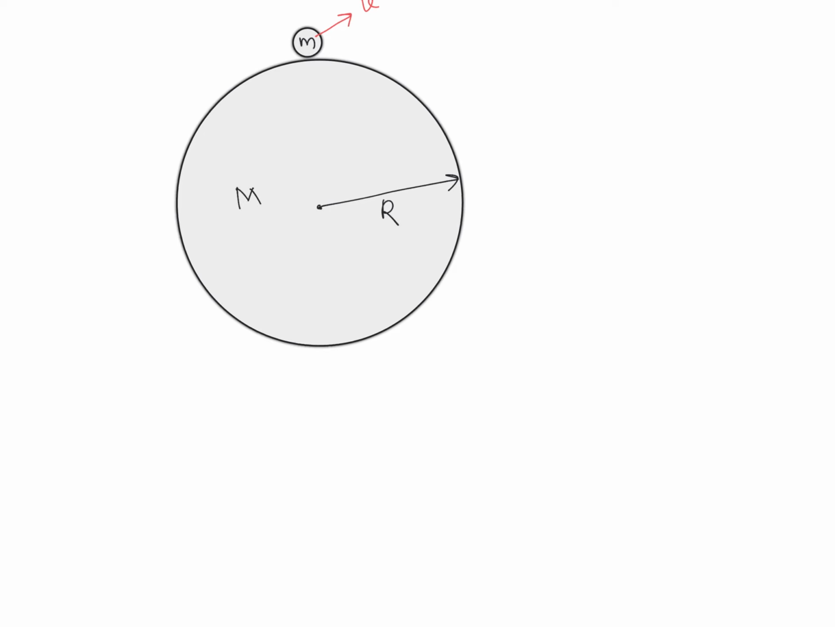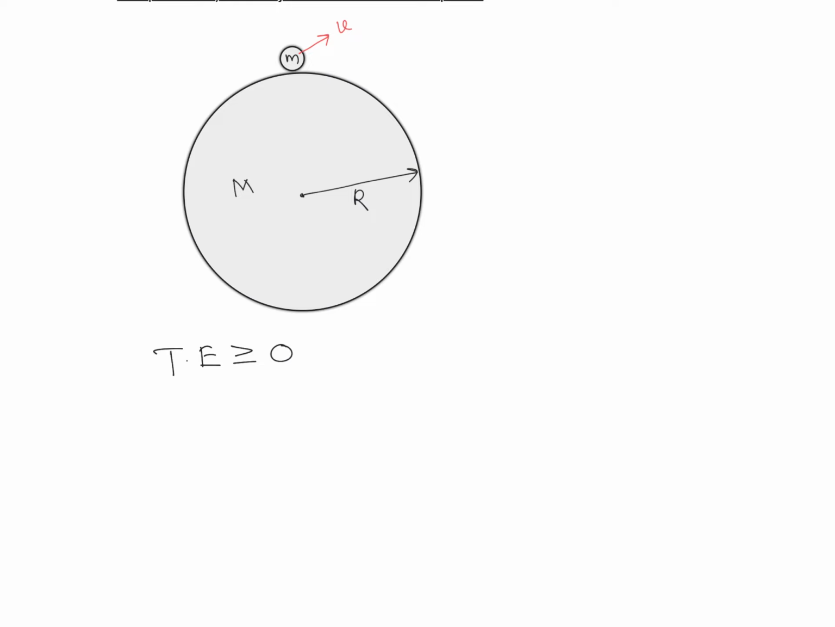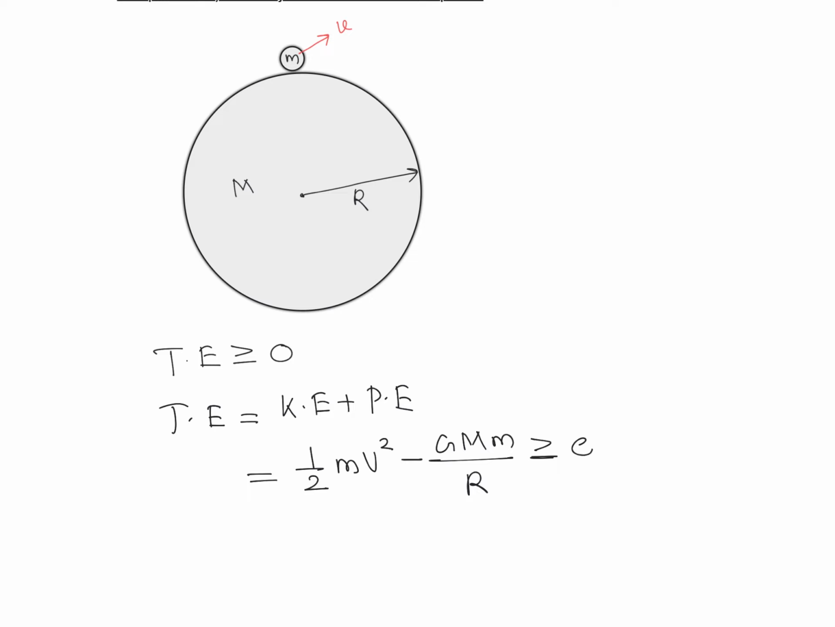The concept will remain the same for any escape velocity question. We'll use the same concept, that is, total energy should be greater than or equal to 0. So the minimum condition, we can write, total energy should be equal to 0. We know that total energy is the sum of kinetic energy plus potential energy of that object. If it is projected with a velocity v, its kinetic energy is half m v square, and gravitational potential energy is minus G M m divided by the distance, that is R. The condition is that this value should be greater than or equal to 0.